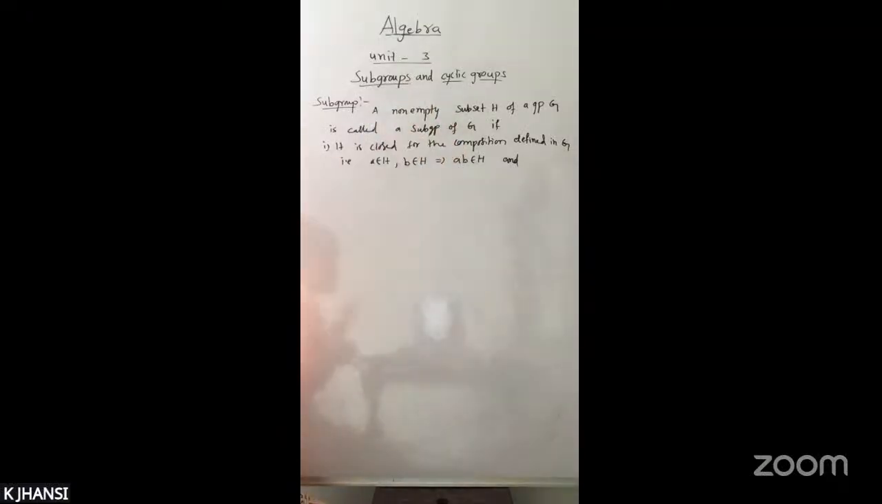Subset we have. So for the set G, we are taking H as a subset of that one. H is a subset of G. We call H a subgroup of G if H is closed for the composition defined in G. That means whatever the subset H is, it has to satisfy the closure property. If A belongs to H, B belongs to H, implies AB belongs to H, then we'll say that H is a subgroup of the set G. That is the definition of subgroup.